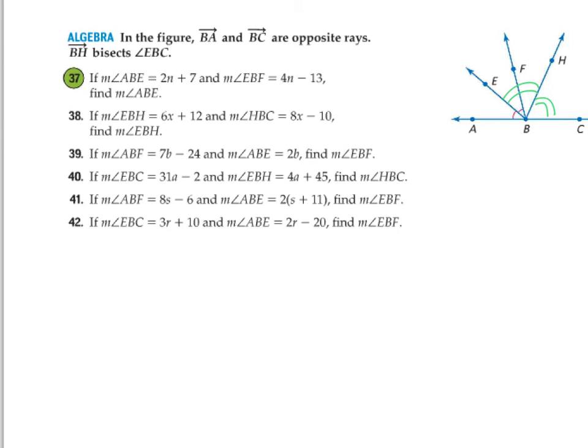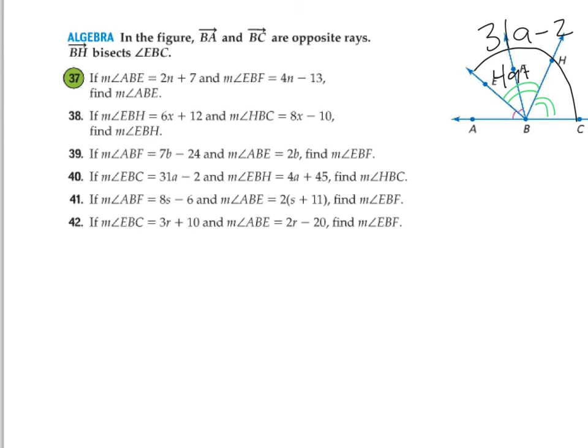All right, and then the next one is number 40. In number 40, we're told that angle EBC is this whole angle. It's the two double green angles together. EBC is 31a minus 2. So I'm just going to indicate that whole angle from E is 31a minus 2. All right, and then we're told that angle EBH is one of our angles with the double green arcs, and we're told that EBH is 4a plus 45. So let me write that in there.